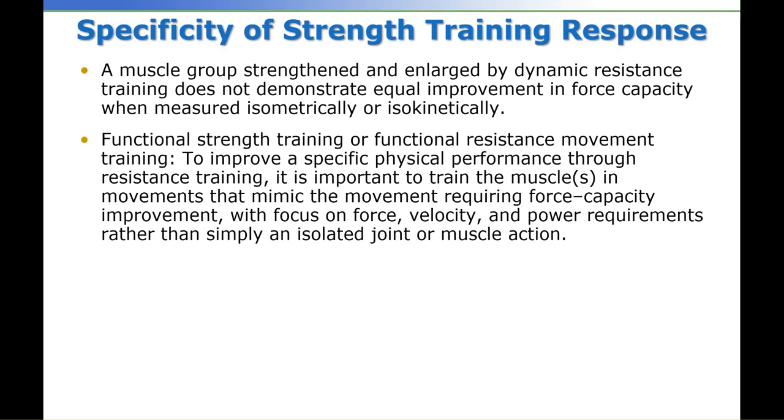Specificity of training response. Isometric strength developed at or near one joint angle doesn't really transfer to other angles or body positions using the same muscles. In contrast, muscles trained dynamically through a limited range of motion show the greatest improvement when measured in that range of motion. Dynamic resistance training doesn't demonstrate equal improvement in force capacity when measured isometrically or isokinetically.